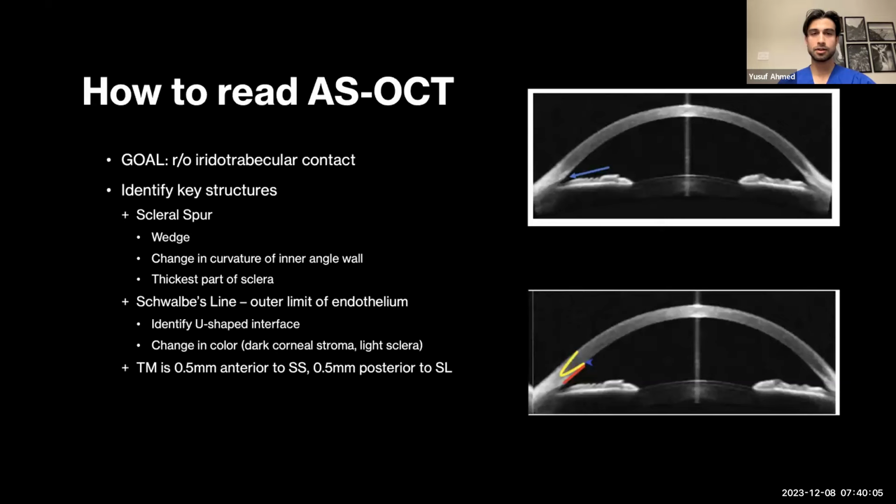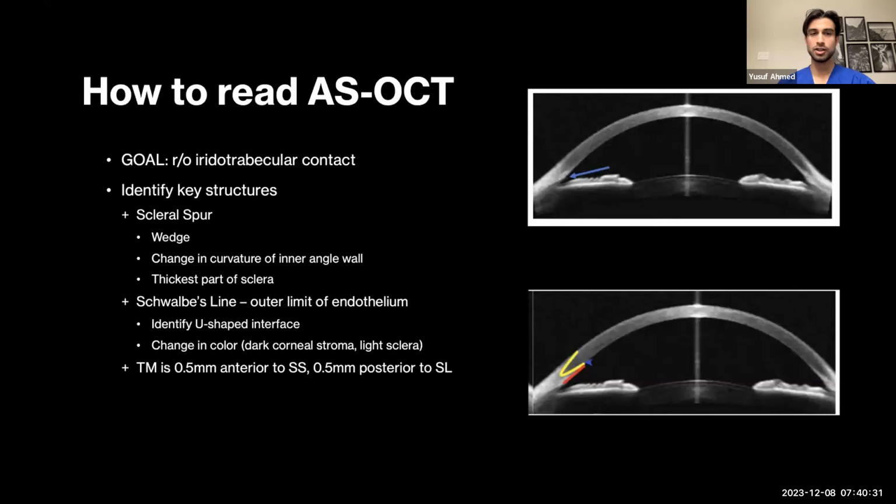He also gave us a quick overview on how to read anterior segment OCT, in which the goal for us is really to rule out iridotrabecular contact. To help us with this, there are a few things that we can do to landmark. The real goal is to identify the trabecular meshwork, as we mentioned above, and see if there's touch with the iris. So first, looking at the scleral spur, you can see that pointing towards the blue arrow on the slide.